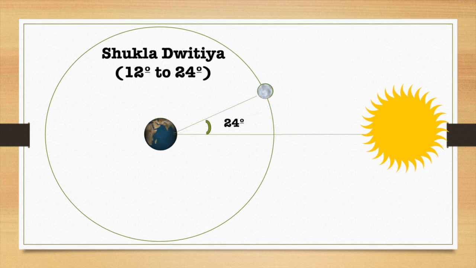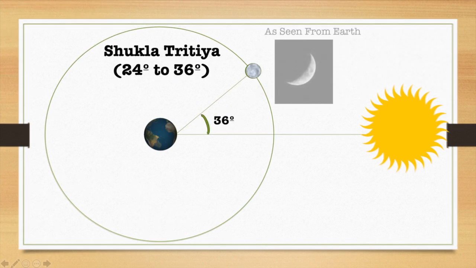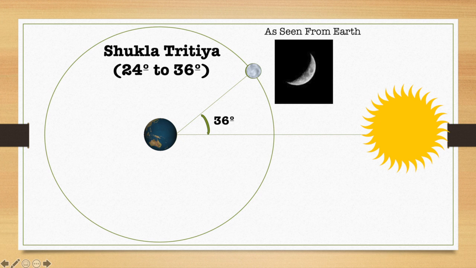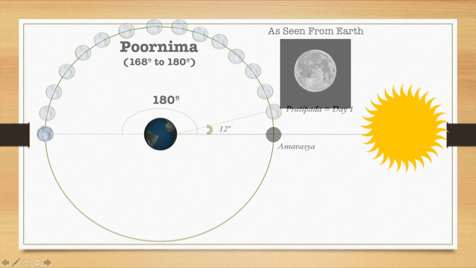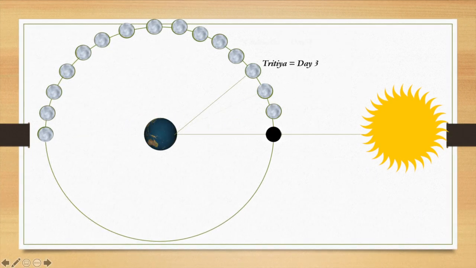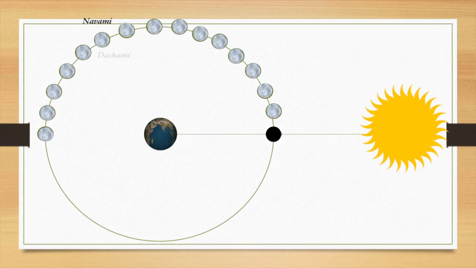Dvitiya, the second Tithi of the cycle, starts at 12 degrees and ends at 24 degrees. Tritiya, third day of the cycle, ends at 36 degrees. And as you can see, the moon is growing bigger as seen from earth. Finally, Purnima, 15th day of the cycle, which ends at 180 degrees. Here again, earth, moon and sun are in the same line, but the moon is not between earth and sun, hence we see the full moon. This entire cycle from no moon to full moon of 15 days is called Shukla Paksha. Shukla means white, so it is representing the growing phase of the moon as seen from earth.